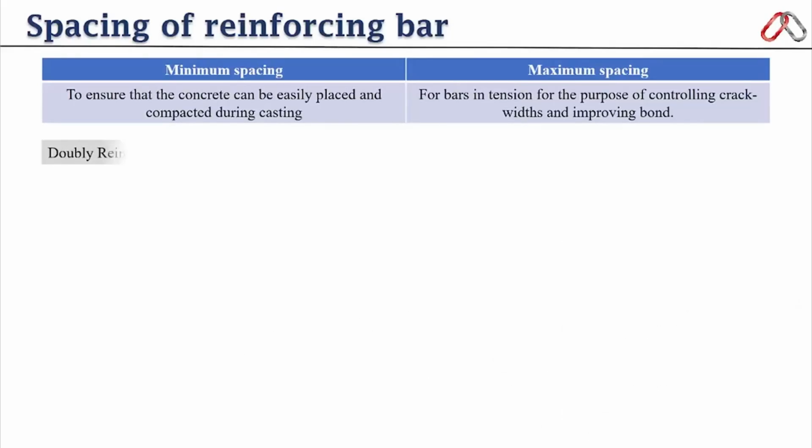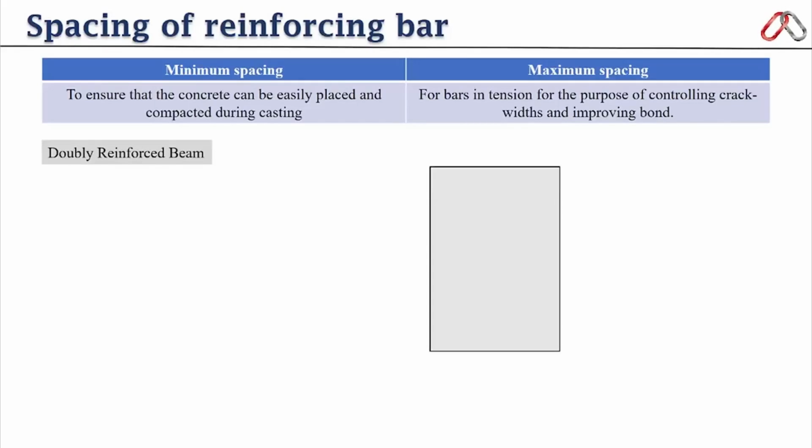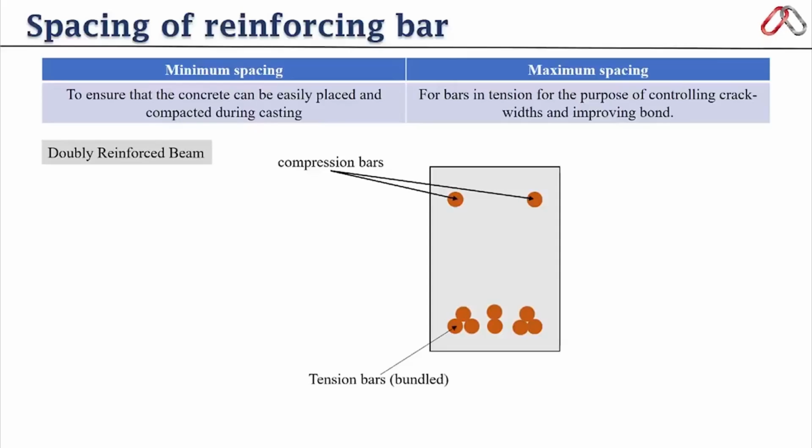Now let us move to another beam type, that is the doubly reinforced beam. Doubly reinforced beam means that we provide reinforcement steel in both tension and compression side. This time the compression bars also work as stirrup holders. We can use bars as a bundle also. This time the horizontal clear spacing is measured between the centroid of bundles.